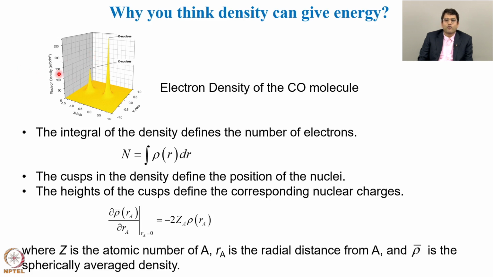This rho with dash is the spherically averaged density, Z is the atomic number of A, and Ra is the radial distance from A. That means, if I get the density profile, I can find out the number of electrons, I can find out the position of the nucleus, and I will find out the nuclear charges. That means whatever is required to define my Hamiltonian, that information is already contained in the density.